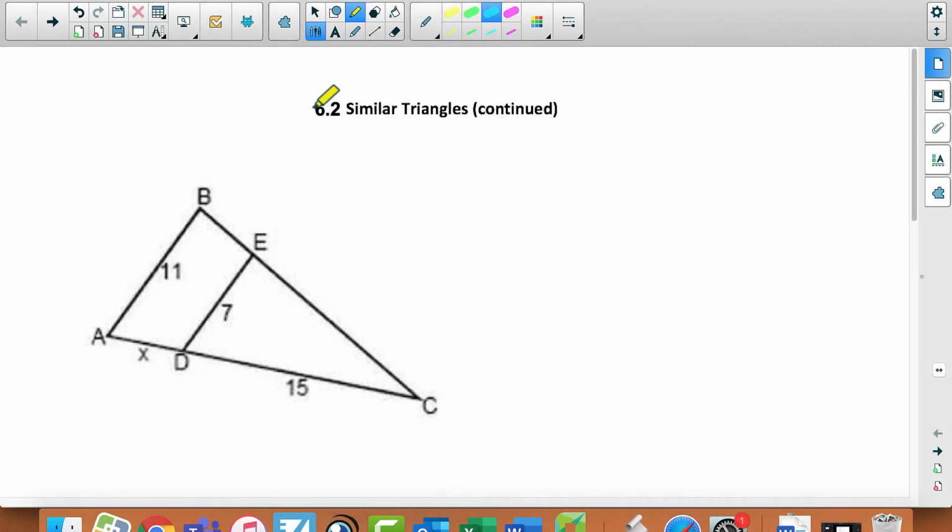Cool. We're going to continue on with 6.2 today, similar triangles. We're just going to do some tougher ones. So we've got 4 questions to look at, and as I said, they're all pretty tough. So let's start with the first one here.